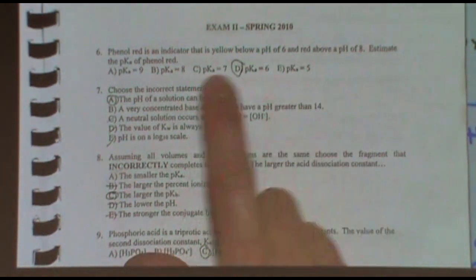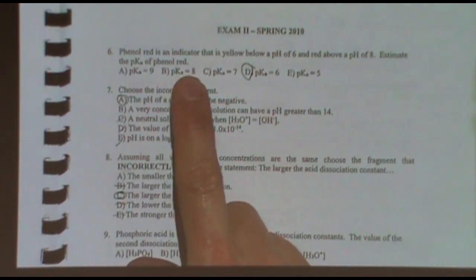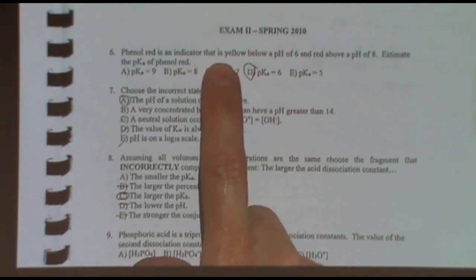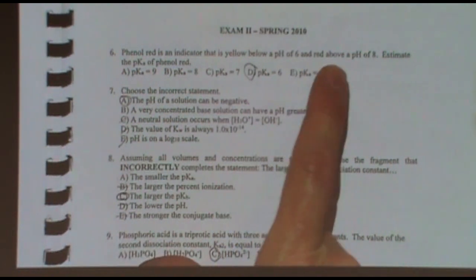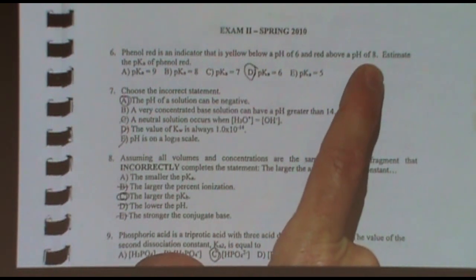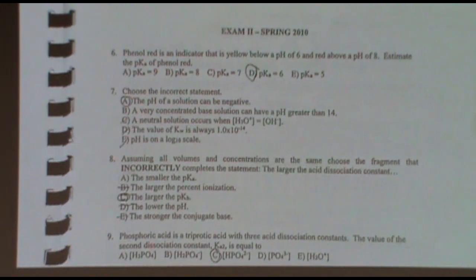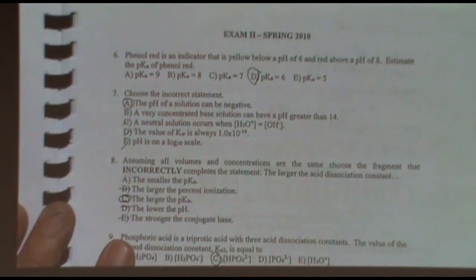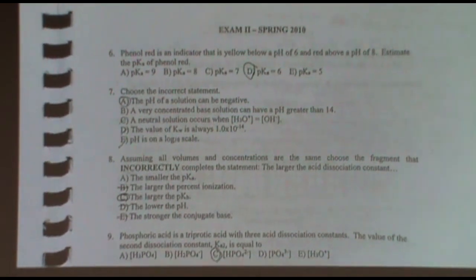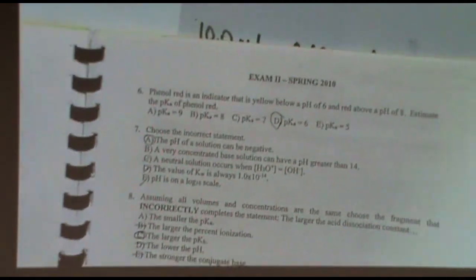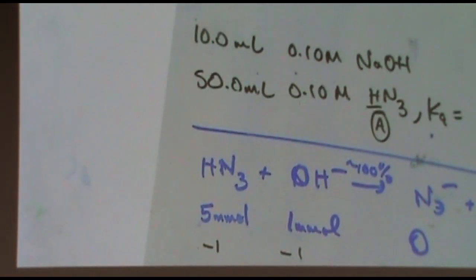This is an indicator. Estimate the pH of phenol red. Okay, so this is an indicator. It is indicated as yellow below 6 and red above 8. So its pK of the indicator is likely somewhere in between that, where it changes between red and yellow. So probably more like 7, I would guess. Does that make sense? Yeah, that's it. So the color change happens at the pK of the indicator. Indicator is typically an acid, so you would just look anywhere in between.